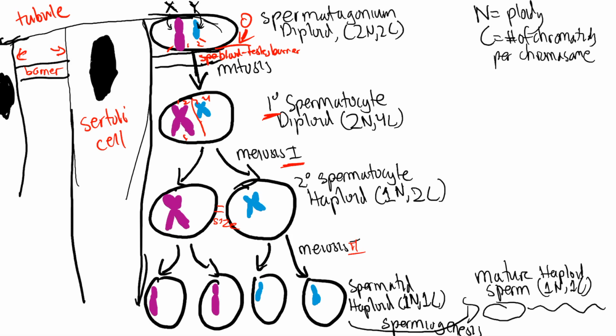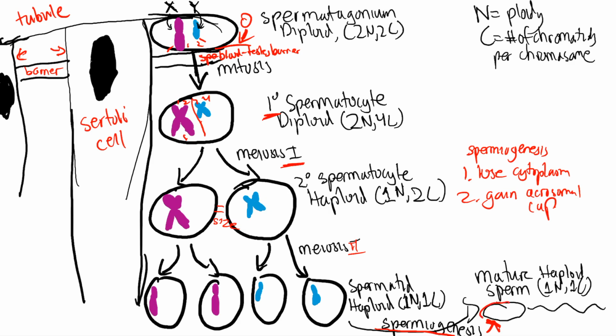Again, there's no pausing, there's no waiting like there is in oogenesis. And this spermatid will finally mature through spermiogenesis. And spermiogenesis has 2 key parts. 1, you lose the cytoplasm. And 2, you gain the acrosomal cap. And do you remember what the cap does? It's this thing right here, and it contains all those enzymes for the sperm to penetrate that ovum and cause fertilization. So that is it for gametogenesis.